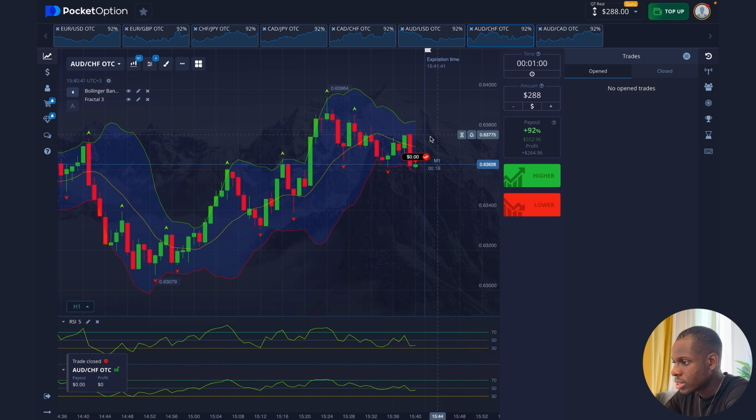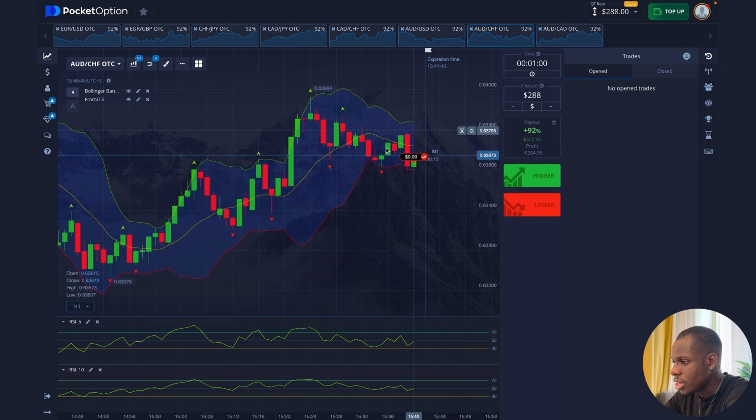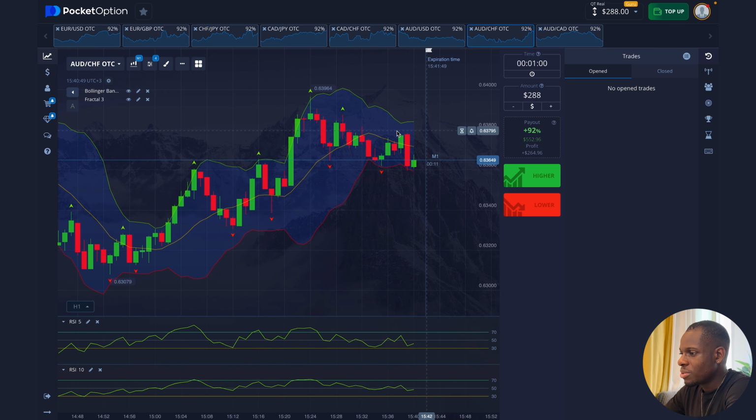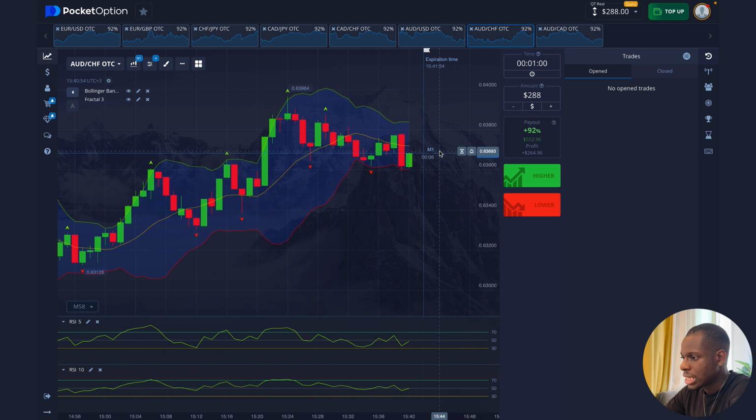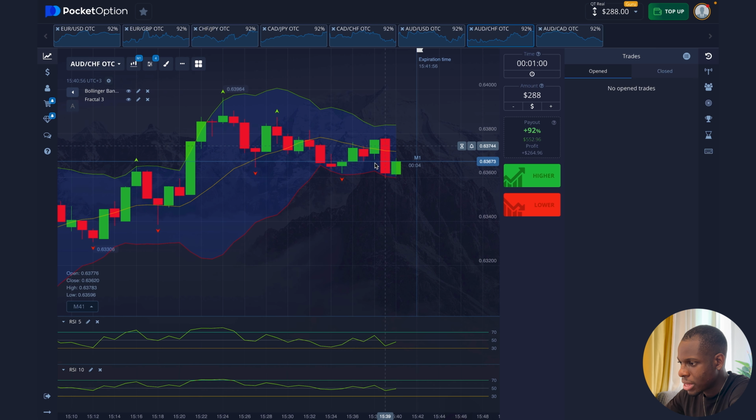Okay guys, so we lost the first one. I guess the momentum wasn't strong enough to really push in our direction, unfortunately. But it's fine. The markets are like this. You can't win all the time. The logic was correct. As you can see, the market is pushing up in that direction right now.